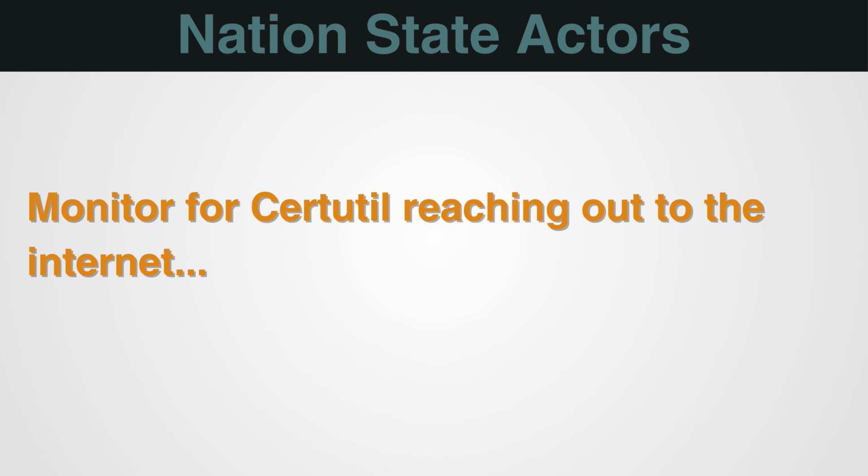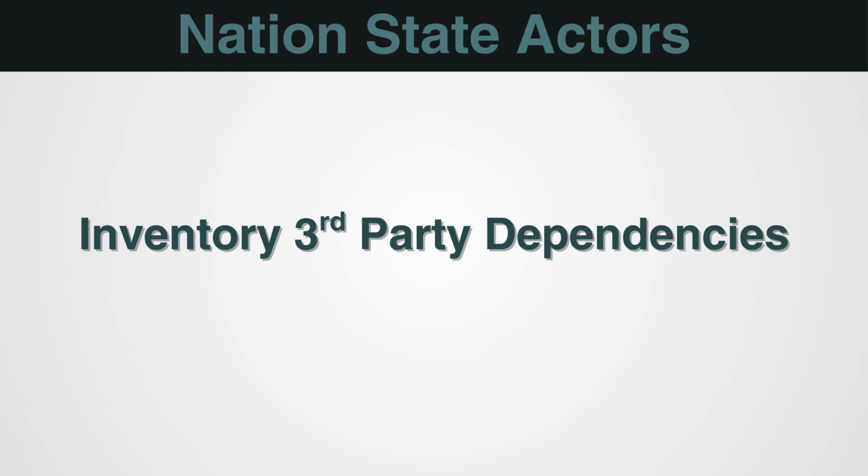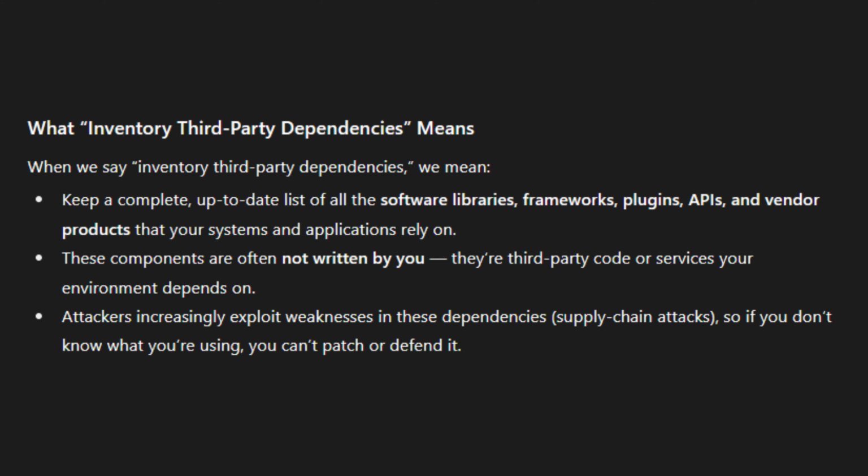And also inventory your third-party dependencies. So this means to keep a complete, up-to-date list of all the software libraries, frameworks, plugins, APIs, and vendor products that your system and applications rely on. These components are often not written by you. They're third-party code or services your environment depends on. Attackers increasingly exploit weaknesses in these dependencies, particularly supply chain attacks. So if you don't know what you're using, you can't patch or defend it. And many nation-state operations exploit flaws in dependencies before organizations realize they're vulnerable.